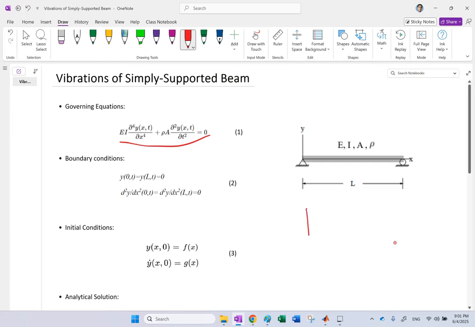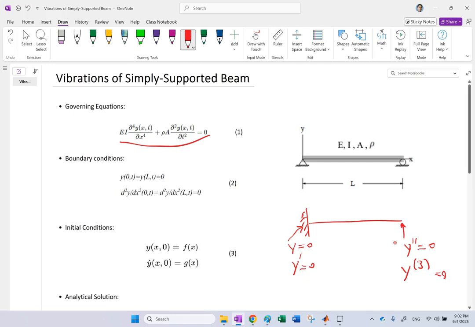In a cantilever beam, on this end at x equals 0, y is 0 and y prime, or the slope, is 0. At the other end, where the bending moment is 0, y double prime, which is proportional to bending moment, is 0, and shear force, which is proportional to the third derivative of y, is 0. So those are the boundary conditions for the cantilever.